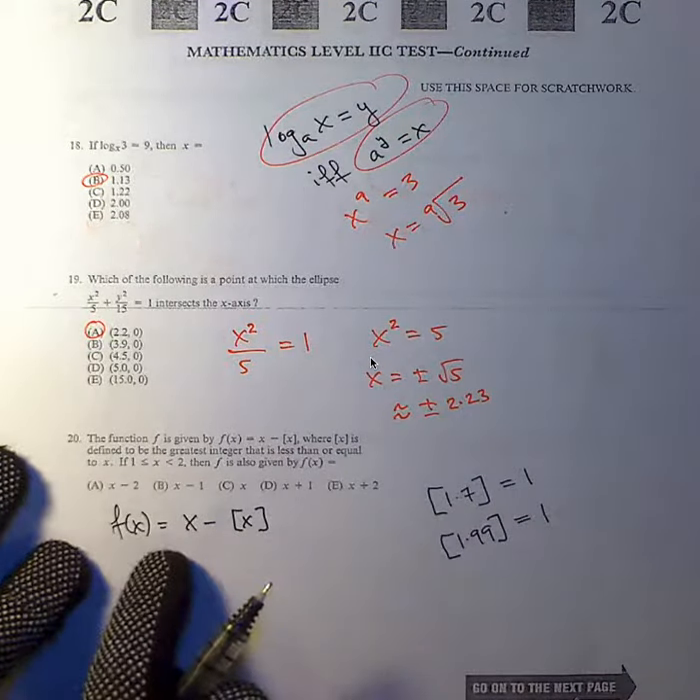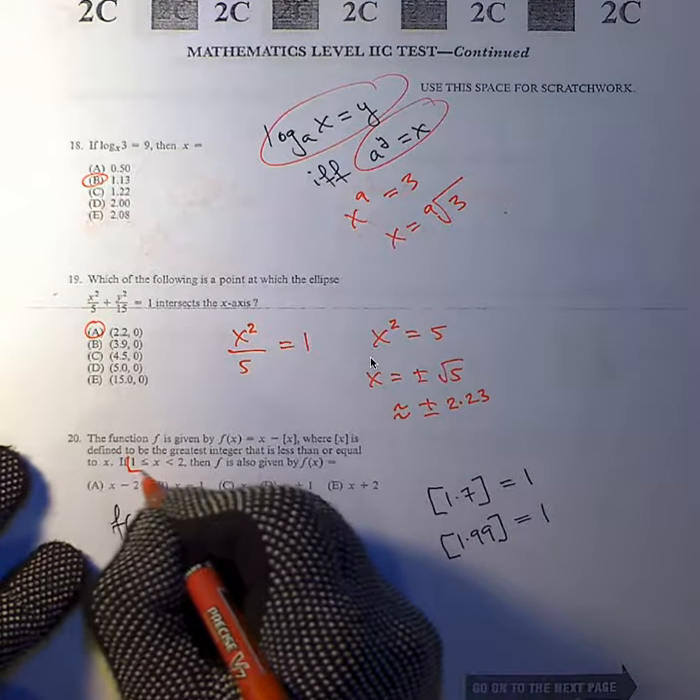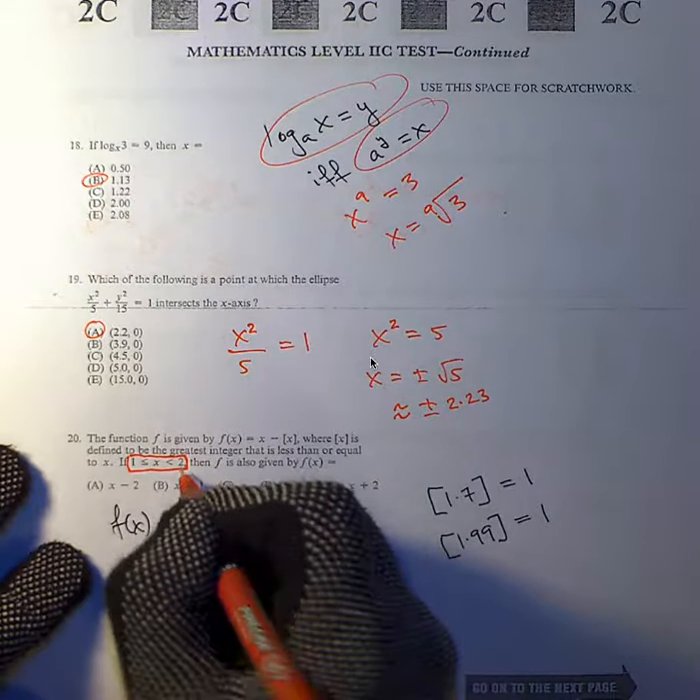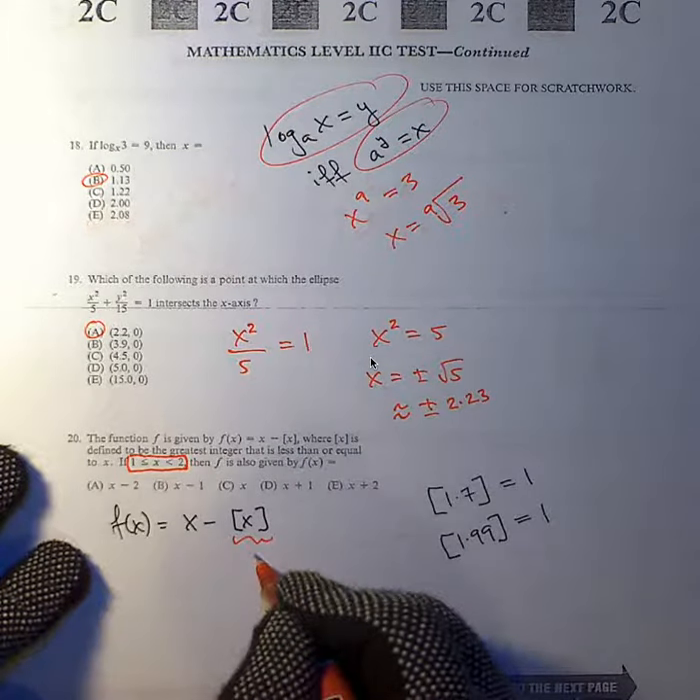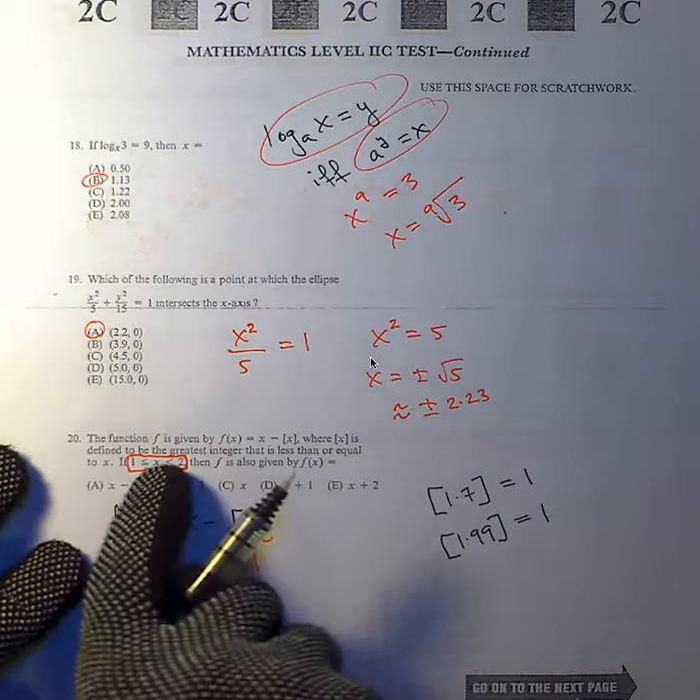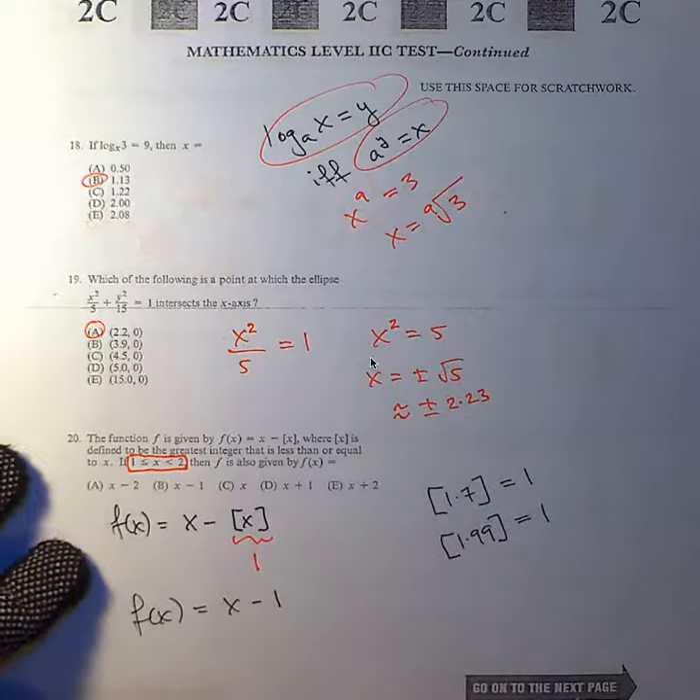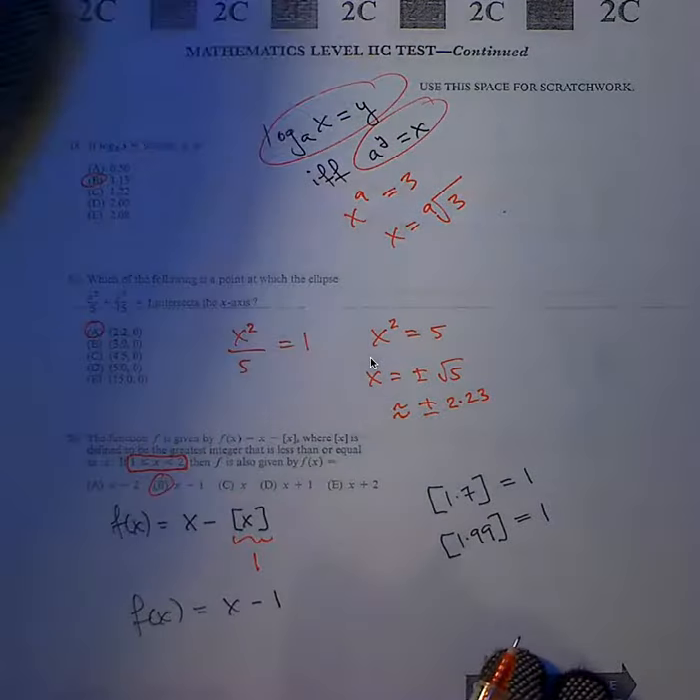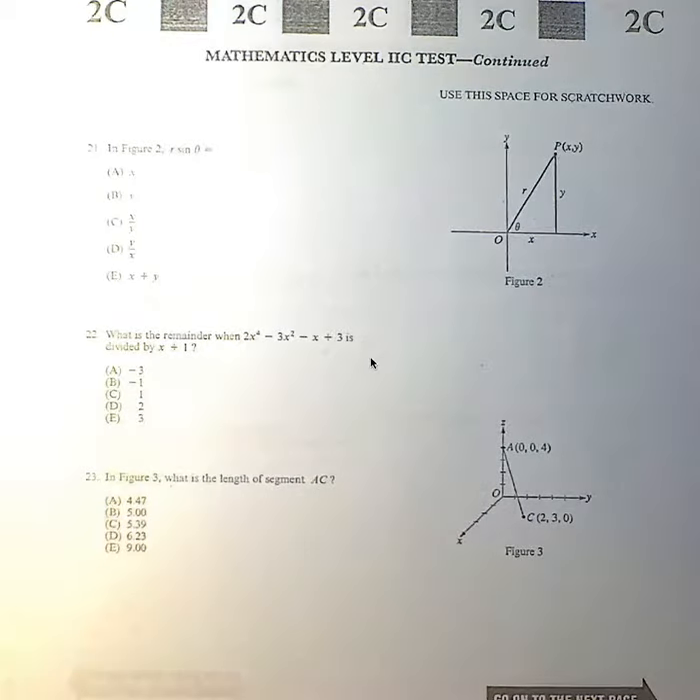And so if we're told that x will always be between 1 and 2, equal to 1 but not equal to 2, we see that this is always going to reduce to 1. So f of x can also be given by, for these specific x's, x minus 1. And so that is answer choice B. Okay, cool. So we're done with this paper.